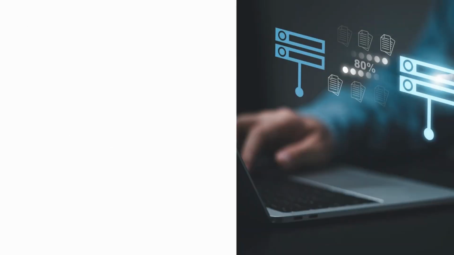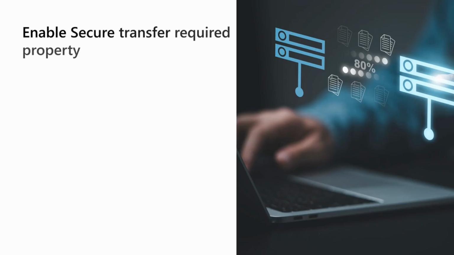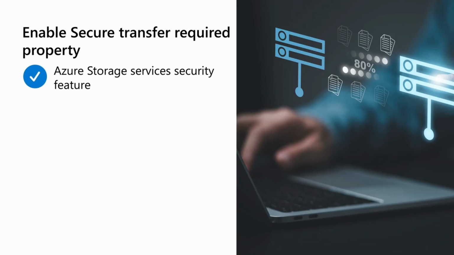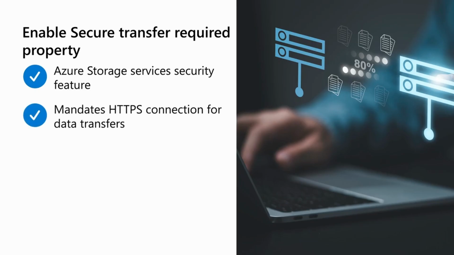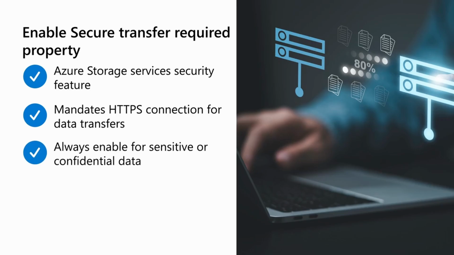After blob data retention, you found out how to enable the secure transfer required property, a security feature in Azure Storage Services that mandates that all data transferred to or from the storage account must be made over a secure HTTPS connection. The secure transfer required property should always be enabled when dealing with sensitive or confidential data. You learned about secure transfer required property features' critical role in enhancing data protection by facilitating only secure HTTPS connections.